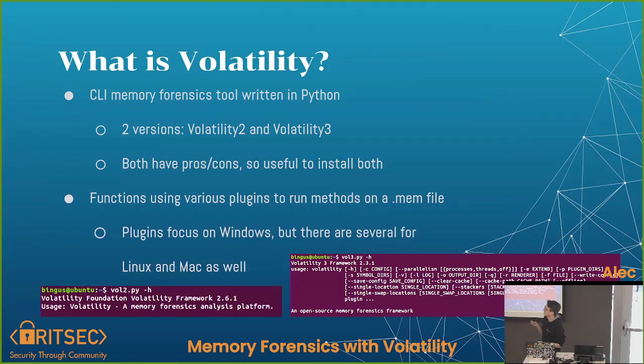So Volatility itself, it's a command line tool. It's written in Python. It comes in two different versions, Volatility 2, which is written in Python 2, and Volatility 3. Python 2 is deprecated, so Volatility 2 is also deprecated at this point, but Volatility works based off of plugins. And at this point, Volatility 2 still has some plugins and some functionality that isn't available in Volatility 3 yet. So it's useful to know how to use both, and you can have both installed on your system and use them independently. So it's good to just have both in case you need something with Volatility 2.